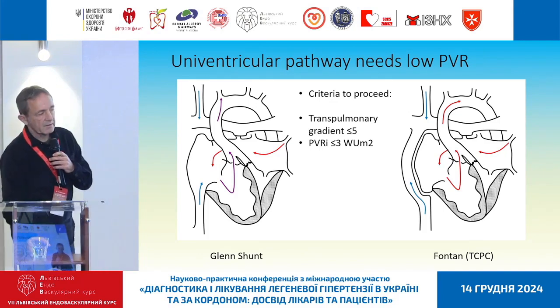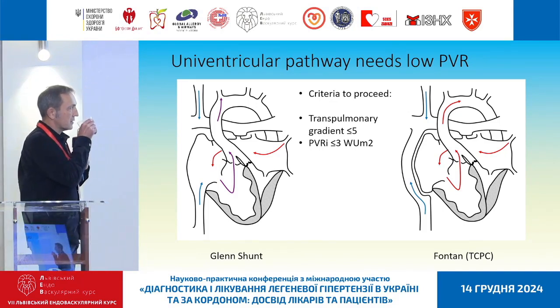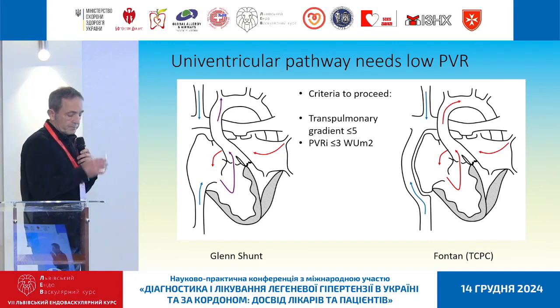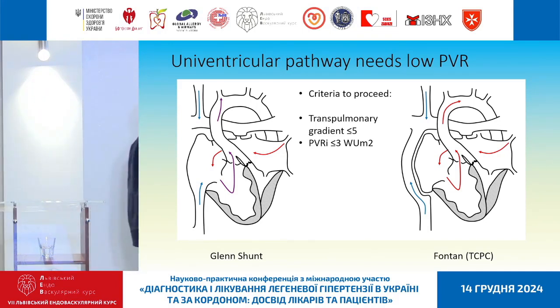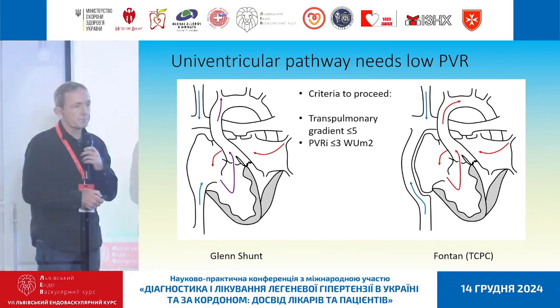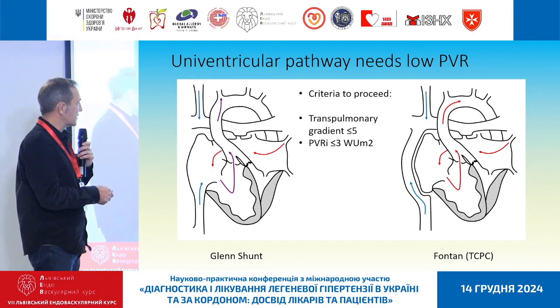Now, the reason it's so important to know the pulmonary artery pressures are low is that this child is going to go down a single ventricle pathway. A single ventricle pathway involves connecting the SVC up to the pulmonary artery as a first stage. And this is called a Glenn shunt.